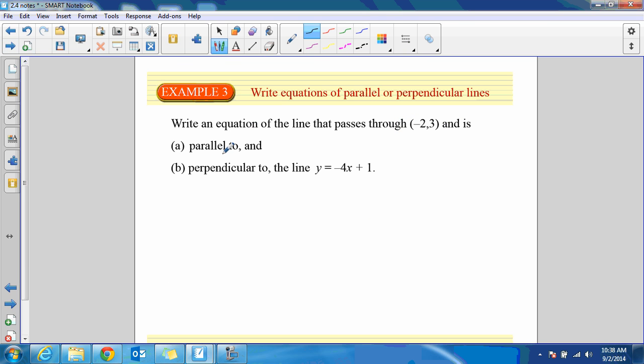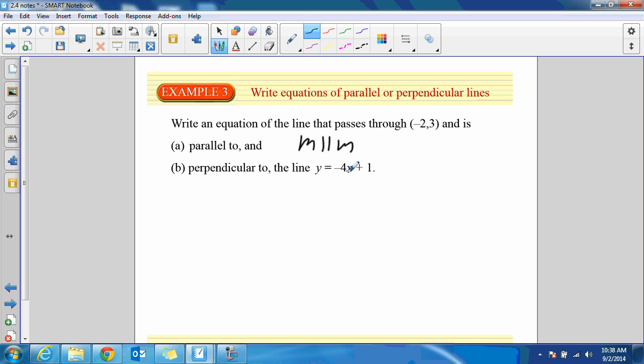If they say write an equation of a line that's parallel to this, all right. So it's parallel, -2, 3, and it's parallel, well, and perpendicular to the line y equals -4x plus 1. If it's parallel, we know that parallel means that it's the same slope.